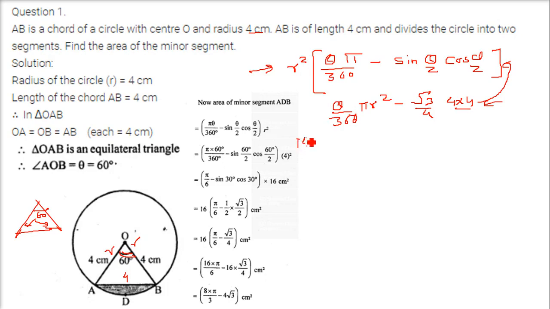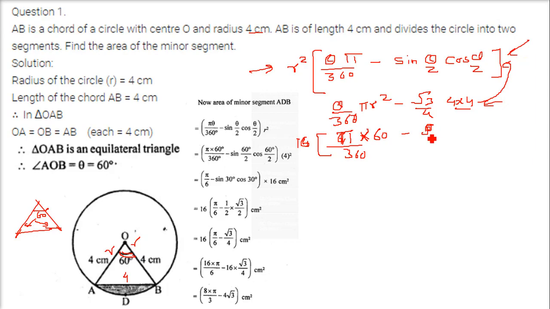So here we will put the values. R square is 4 square, so we'll write 16 here. Then we will write this theta as 60 degrees. You can just keep pi like pi also if you want. So this is pi by 360, and we will bring this 16 inside. R square is already out. So it is theta pi, and theta is 60 degrees here.